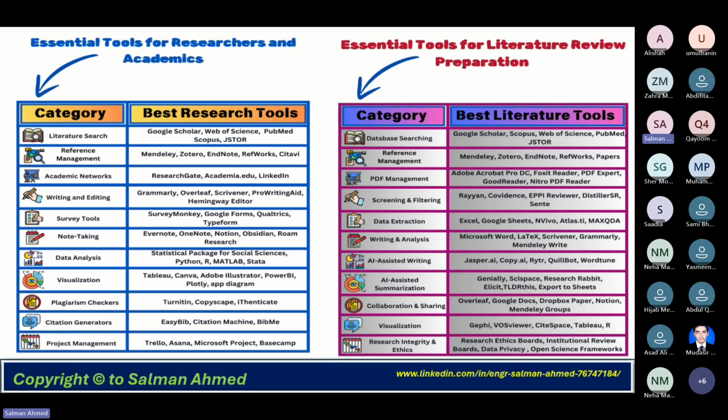For the literature search, we usually use Google Scholar, and then we have Web of Science and many others: Scopus, WOS, Clarivate, PubMed. We have all of these.